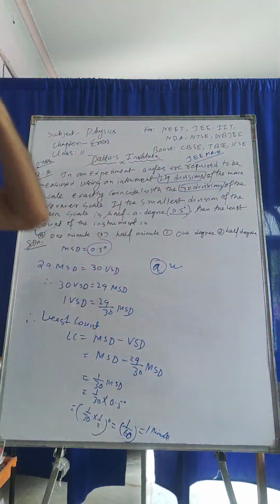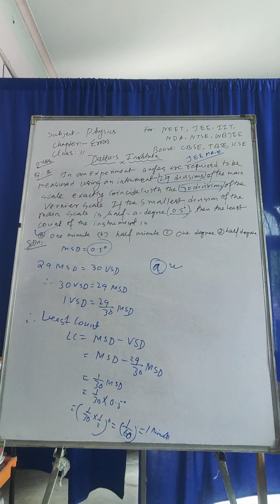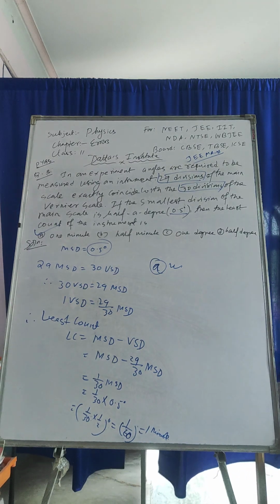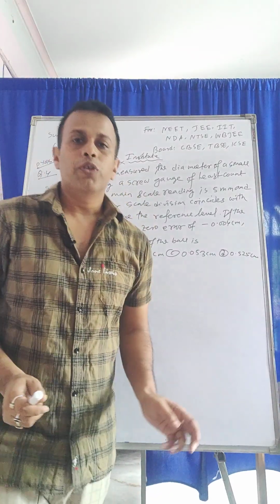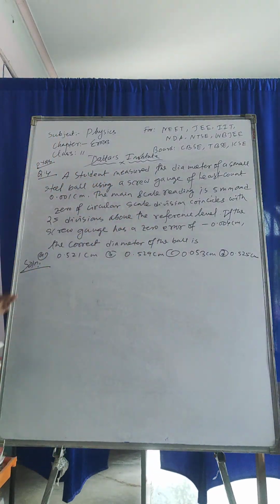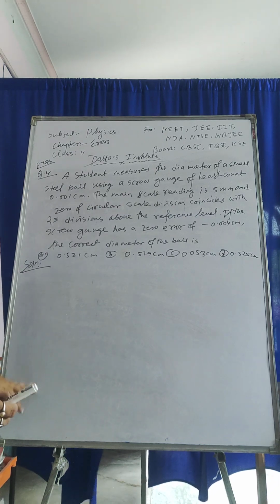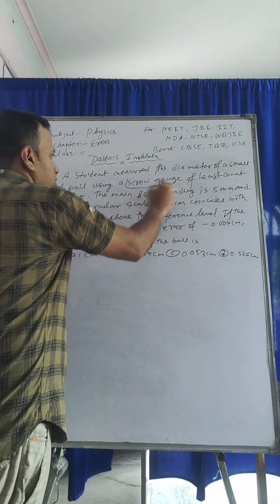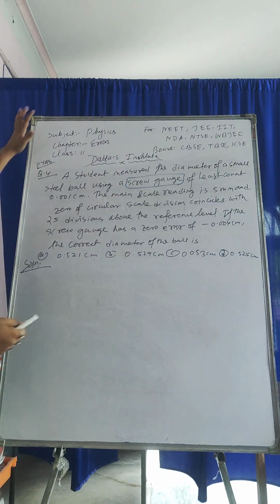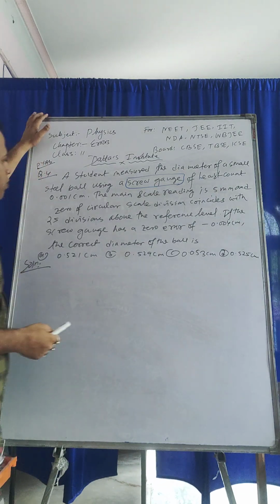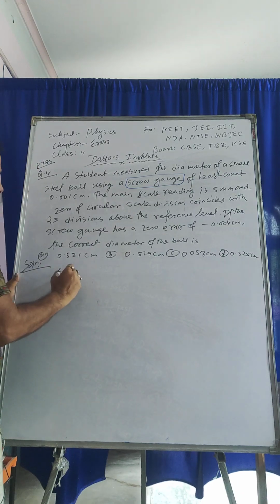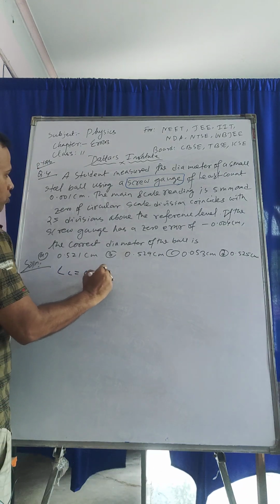Now we will do one question from the section of screw gauge. So move on to the next question, and it will be our last question of this lecture. That is question number 4, and this one is from the screw gauge topic. The question is: a student measured the diameter of a small ball using a screw gauge of least count 0.001 centimeter.